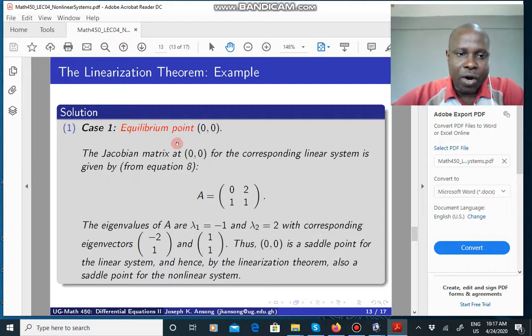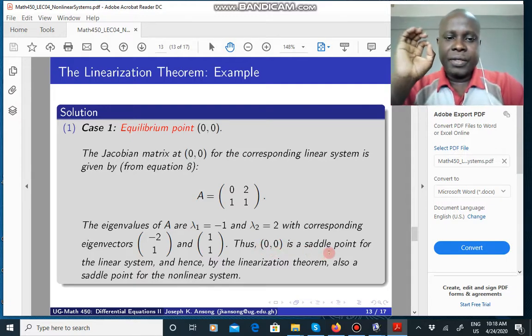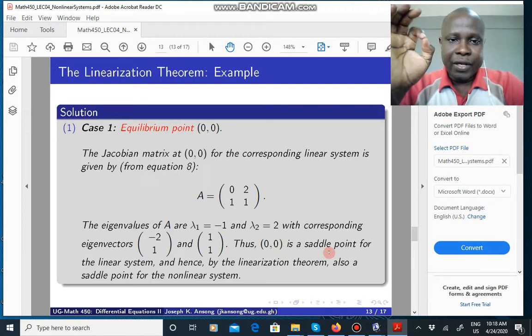So case 1 is for the equilibrium point 0, 0. So the Jacobian matrix at 0, 0 will be given by this, right? You plug in the zeros and you get this system. Find the eigenvalues of this. We know how to do this, right, from the previous lectures. Lambda 1 is negative 2, lambda 2 is 2, with these corresponding eigenvectors. So you have distinct eigenvalues, one negative, the other positive, all right? Which means that the equilibrium point 0, 0 is a saddle for the linear system, okay?